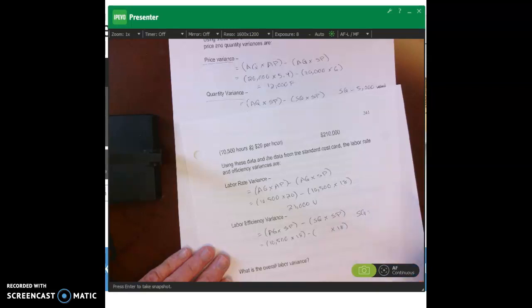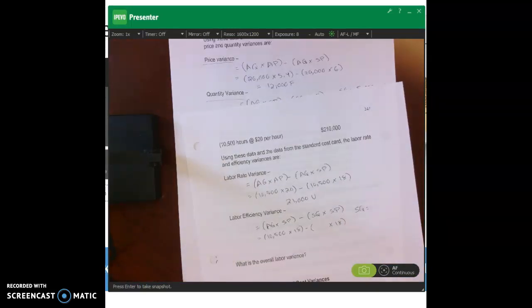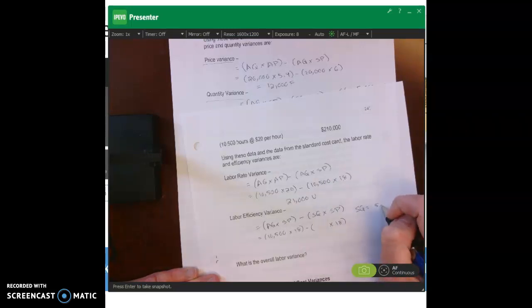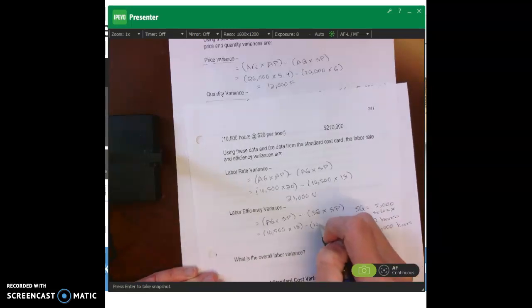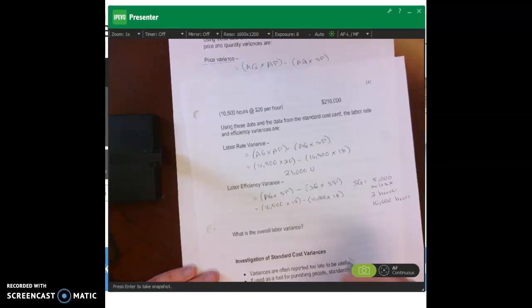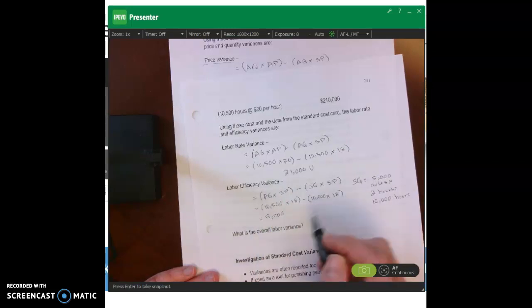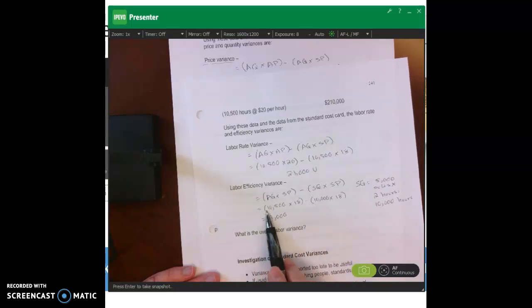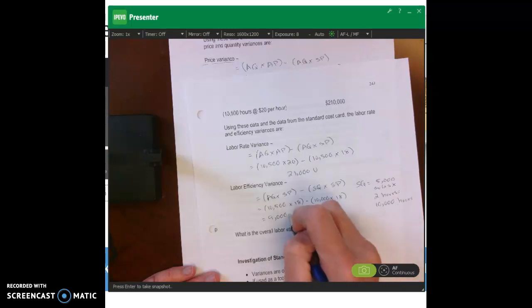We are not given our standard quantity, but we can figure it out. Our standard quantity is equal to the number of suits. Remember, we made 5,000 suits, and if you look back at the standard cost card, it should take us 2 hours per suit. So we made 5,000 suits times the 2 hours. We should have used 10,000 hours to make 5,000 suits. When we do the math, this gives us $9,000. Is this favorable or unfavorable? We used more hours than we should have, which implies more cost than we wanted, so this is $9,000 unfavorable.